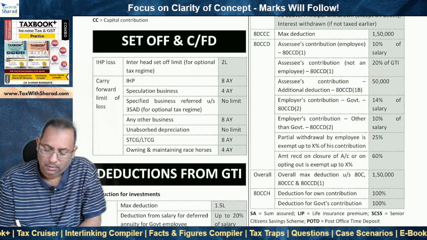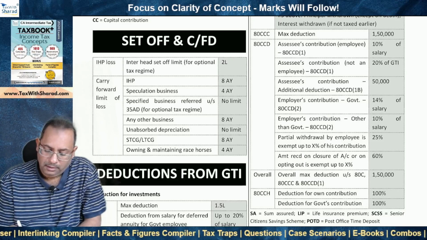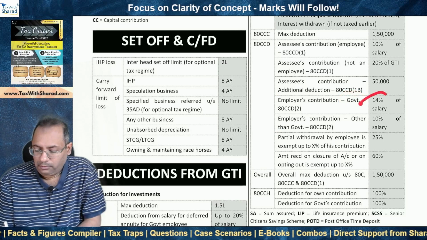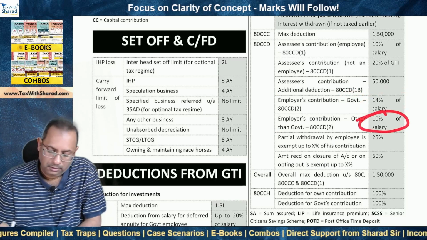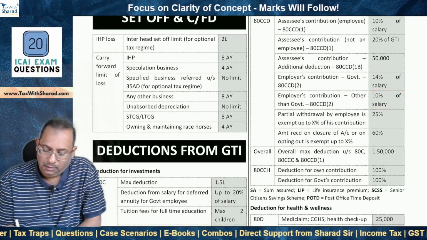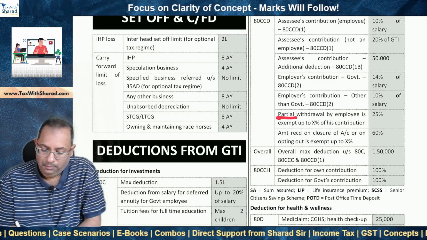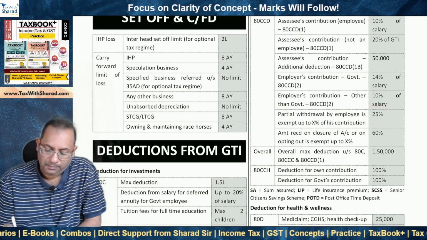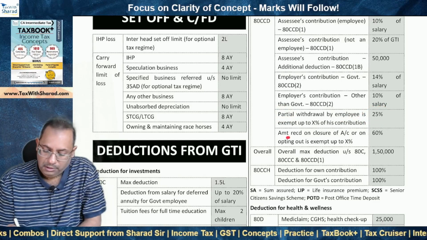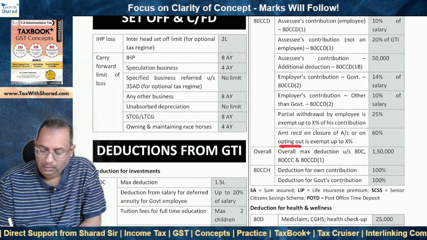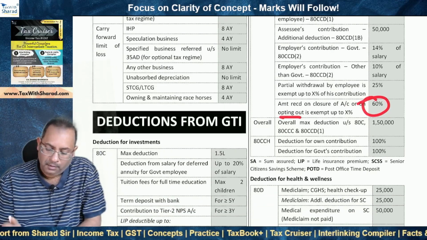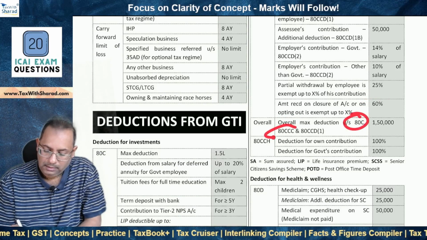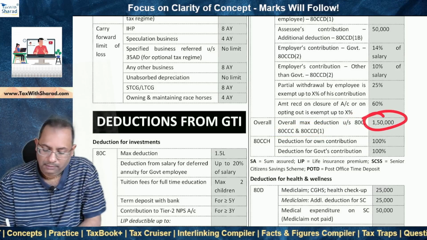As far as the employer's contribution is concerned, the relevant section is 80CCD(2). If the employer is government, deduction is up to 14% of salary. Otherwise, deduction is up to 10% of salary. Now, as far as withdrawal is concerned, partial withdrawal by the employee is exempt up to 25% of his contribution. And the amount received on closure of account or on opting out is exempt up to 60%. There is an overall limit. Maximum deduction under section 80C, 80CCC and 80CCD(1) cannot exceed 1,50,000.